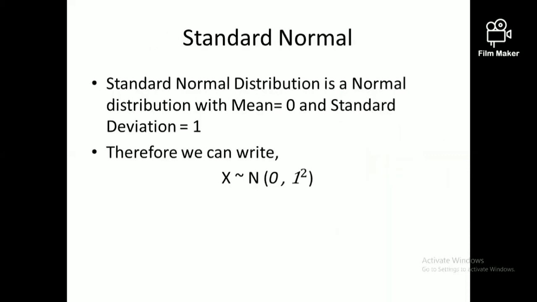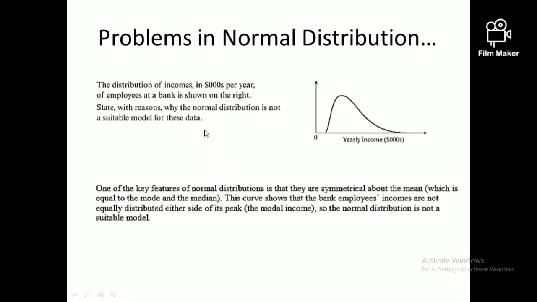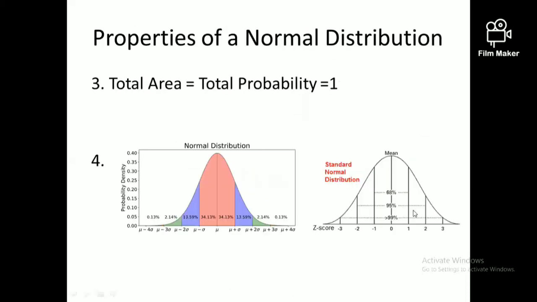Then the next one is standard normal. We use the standard normal for the convenience of the calculations. The general idea of the standard normal is that it's a distribution with mean 0 and standard deviation of 1. One example of a standard normal: you can say mean is 0, one standard deviation to positive and negative, two standard deviations to positive and negative. So this is an example of a standard normal distribution, right?